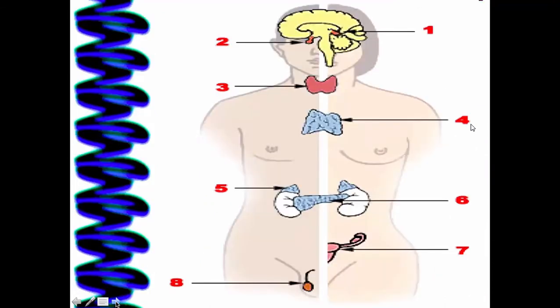Okay, so these are the different endocrine glands of the body. Number 1 is hypothalamus. Number 2 is pituitary gland. Number 3 is thyroid gland. Number 4 is thymus. Number 5 is adrenal gland. Number 6 is the kidneys, and number 7 is ovary. Number 8 is testes. Number 9 is pancreas.